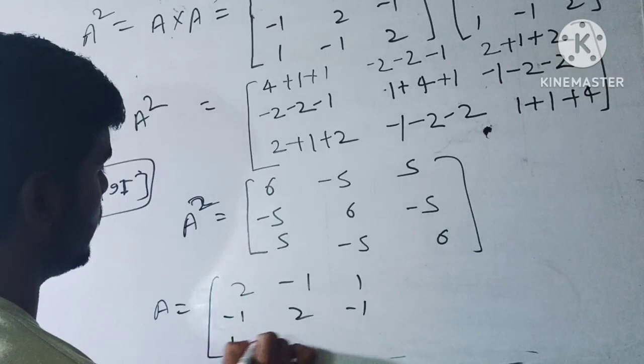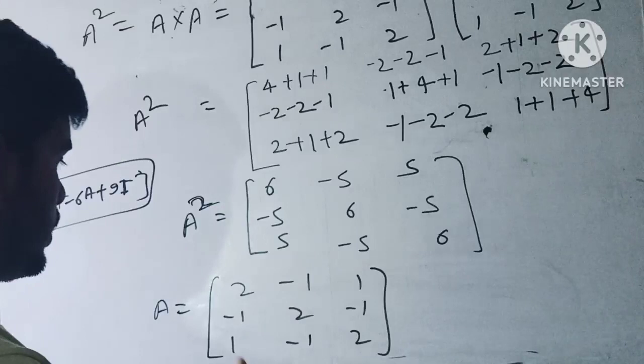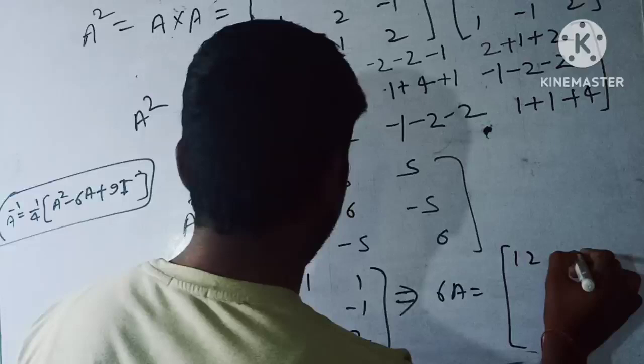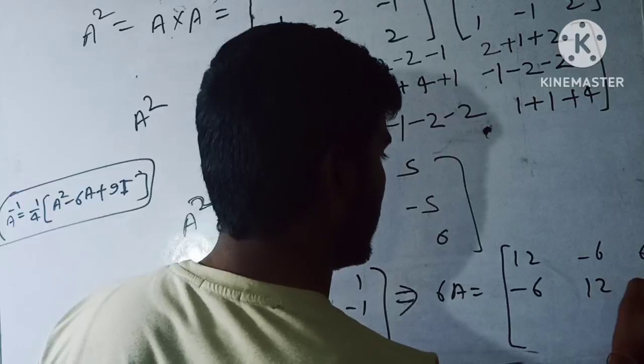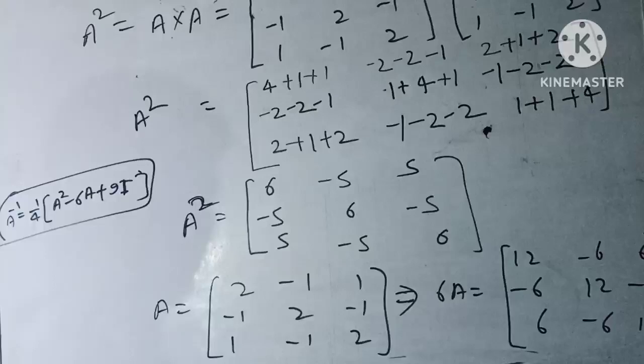2 minus 1, 1, -1, 2 minus 1, 1 minus 1, and 2, right? Now we have to multiply by 6 only. 6A equal to 6 into 2, 12, -6, +6, -6, 12, -6, 6, -6, and 12. This is 6A, right? And 9 into I, note it, right?